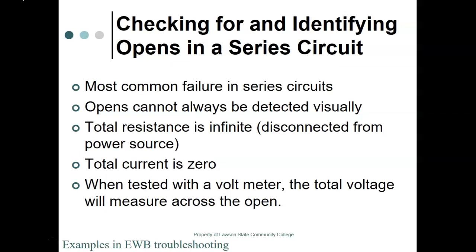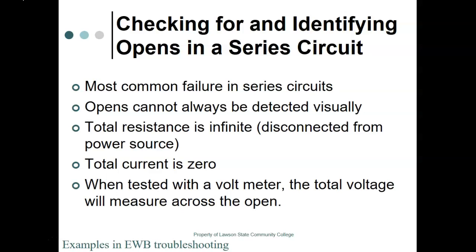Okay. So checking for and identifying opens in a series circuit. This is the most common failure of that circuit. It cannot always be detected visually because if you have a string of 500 Christmas tree lights and all of them have gone out, how would you detect it visually unless you can literally see the burned bulb or that a bulb is broken? You can't. So opens cannot always be detected visually.